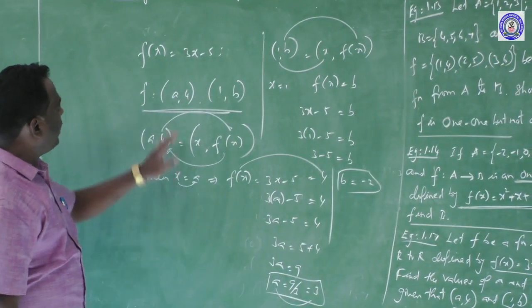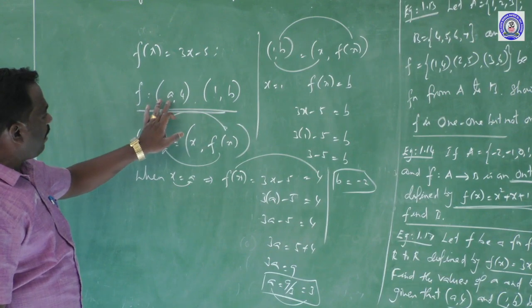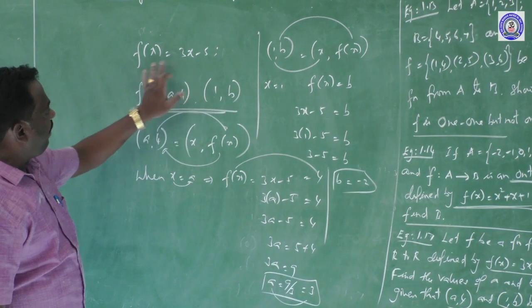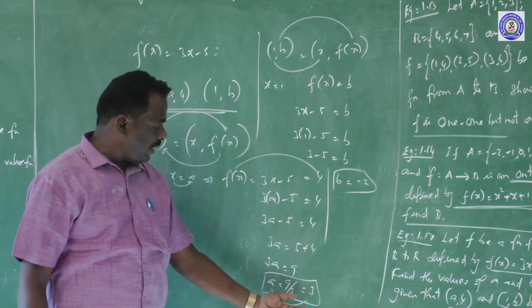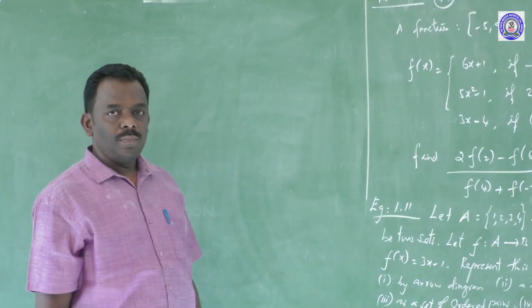By applying the given function to the ordered pairs (a, 4) and (1, b), with the function given as 3x minus 5, we find the value of a equal to 3 and the value of b equal to minus 2.